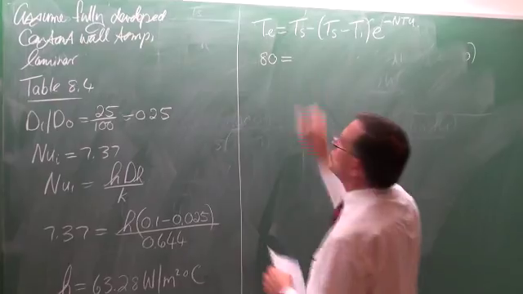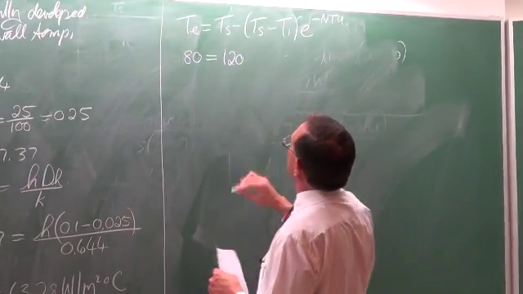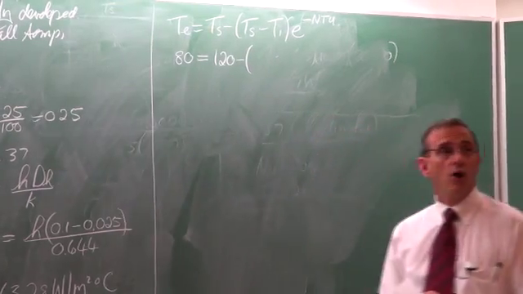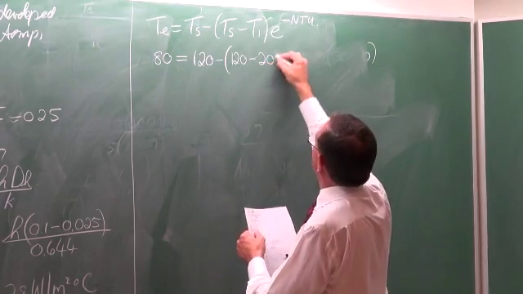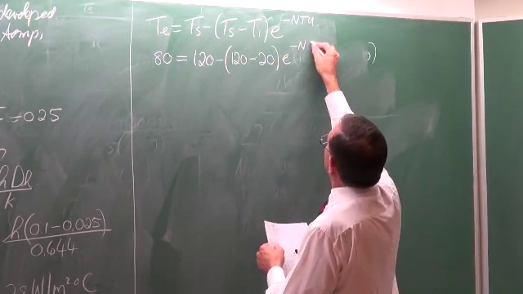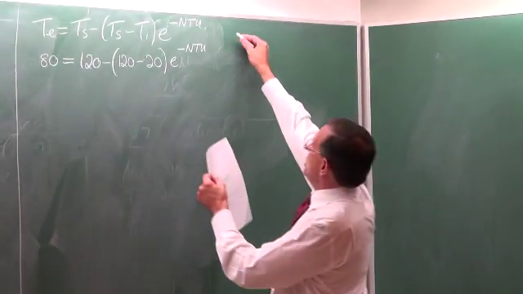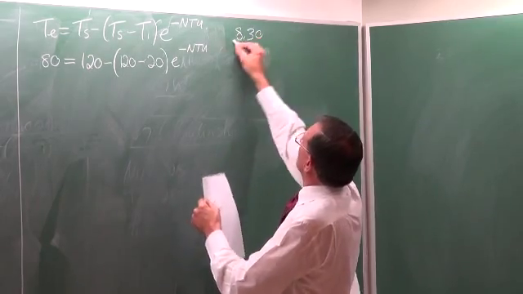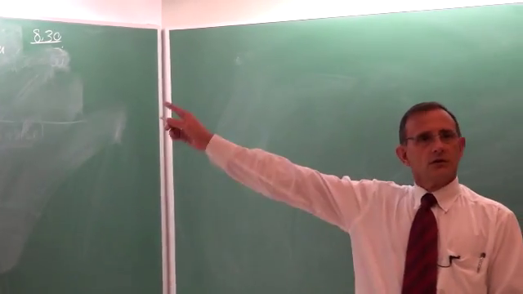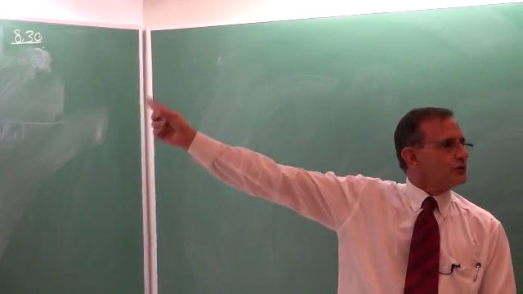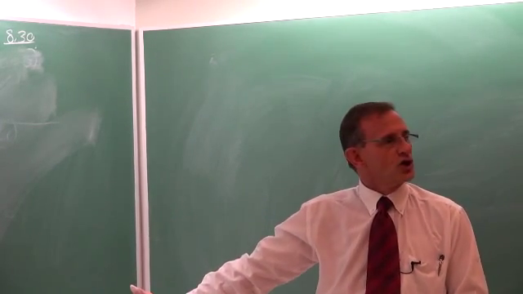The outlet temperature should be 80 degrees Celsius. The surface temperature was given as 120 minus the initial temperature, which is 20, e to the minus NTUs. Okay. And this is equation 8.30. And if you use a red pen or something like that in your textbook, you should use your red pen on that equation. It's a very important one. It's one that is being used a lot.